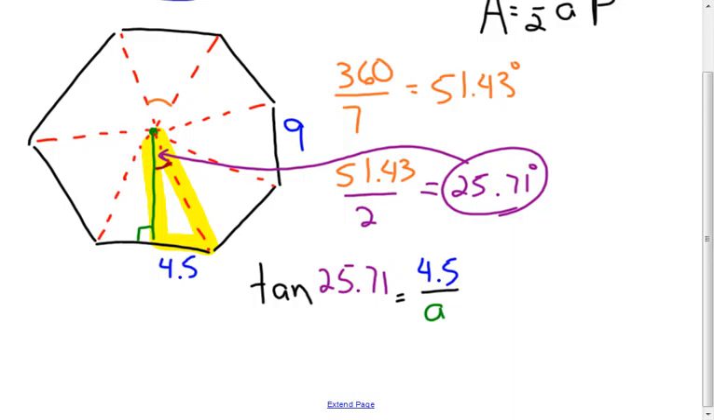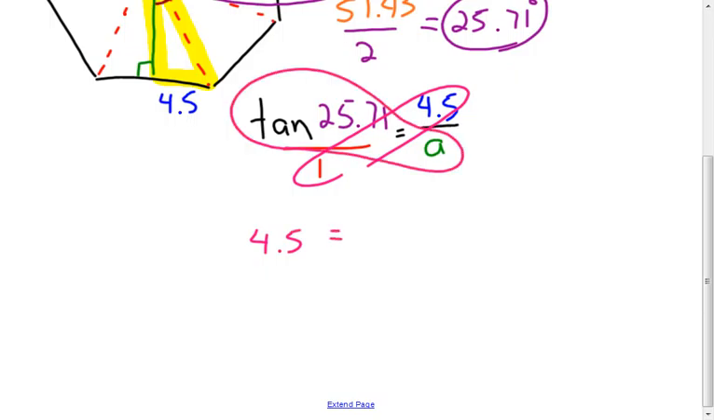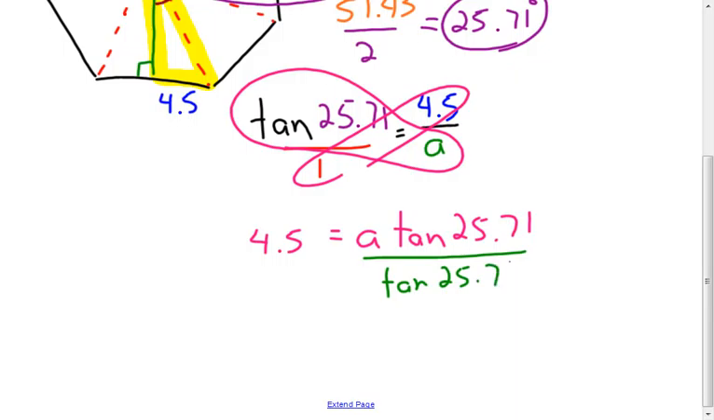So now I have my proportion. I can put this all over 1, and now cross multiply. If I go this way, I'm going to get 4.5 equal to, and when I go this way, I'm going to have A times the tangent of 25.71. Now all I need to do is divide both sides by the tangent of 25.71, and I'll have it.